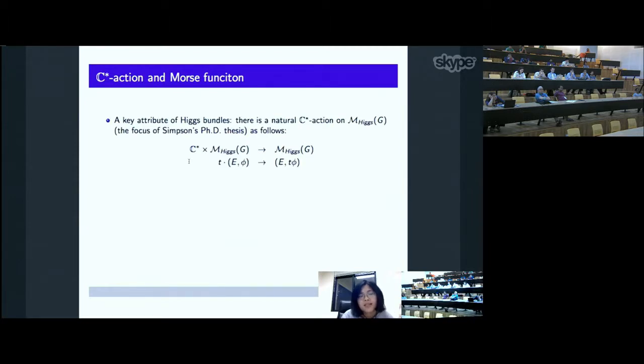And second, we come to this C-star action. A key attribute of Higgs bundles is that they have a natural C-star action. It's defined by just t times (E, phi) goes to (E, t phi). So just multiplying the Higgs field by this t. Of course we need to check whether it's well defined, since it's not really one Higgs bundle, it's a gauge equivalence class, but it's well defined.